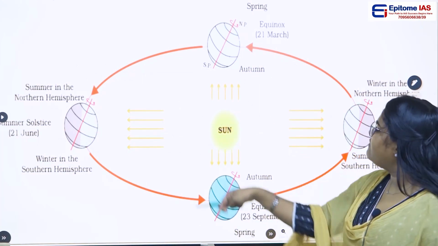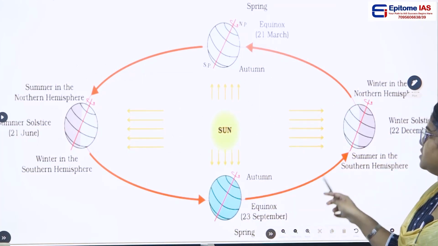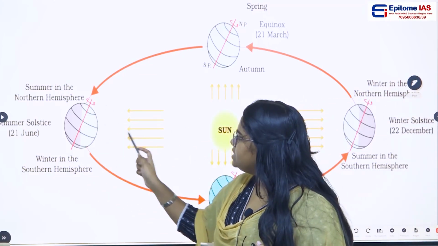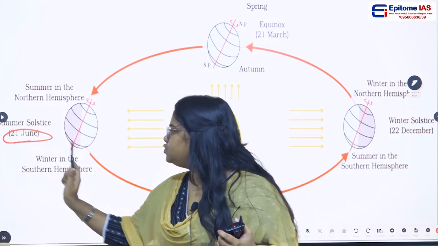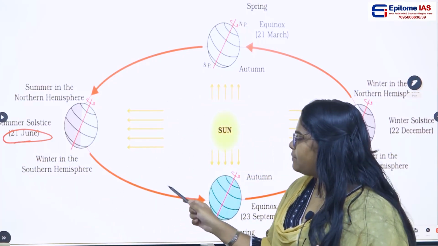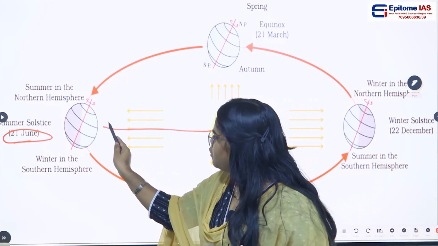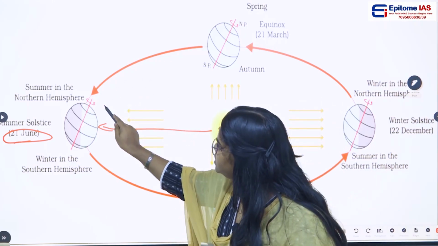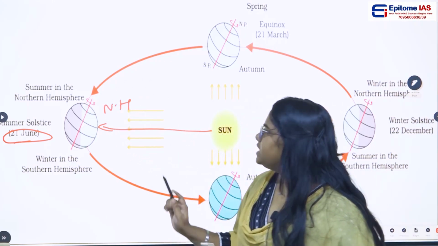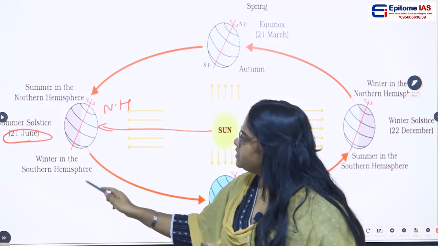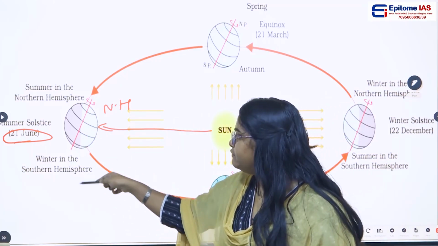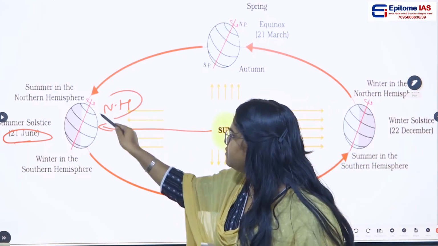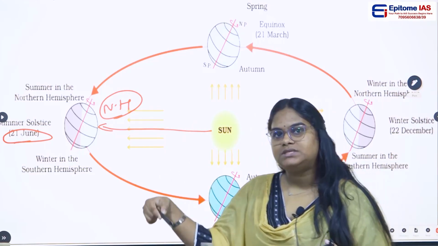If you see here, we have a clear picture of what happens. Let's say this is the sun, this is the earth, and it is tilted. As you can see, on June 21, the summer solstice happens. The direct sun rays fall on the Tropic of Cancer. So the northern hemisphere has summer, and the southern hemisphere will have winter. On this particular day, the northern hemisphere will experience the longest day.